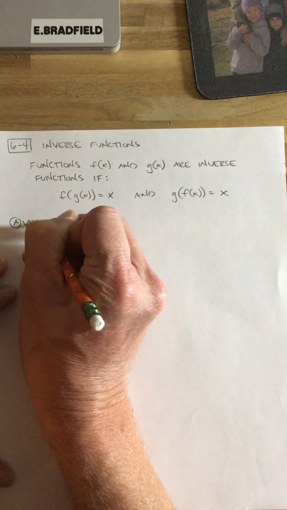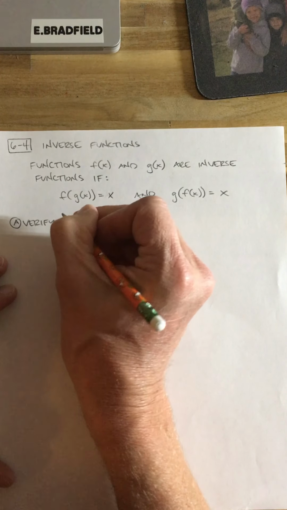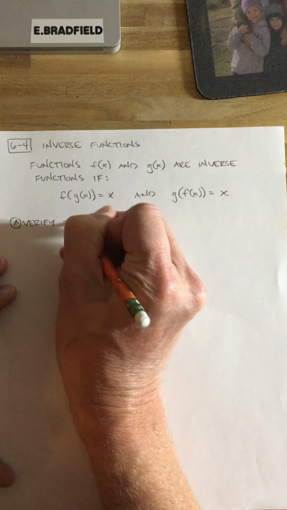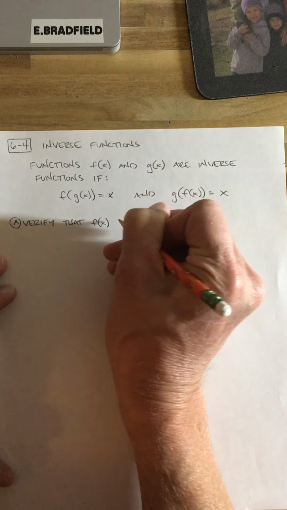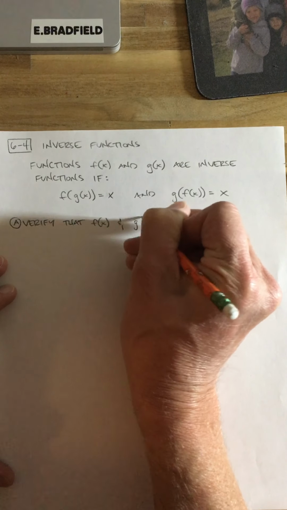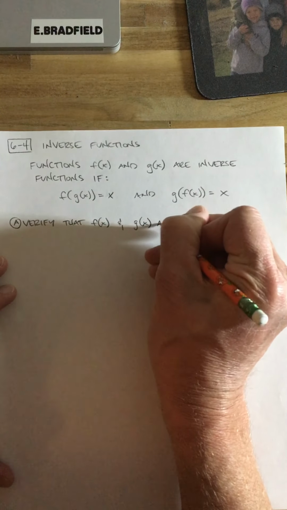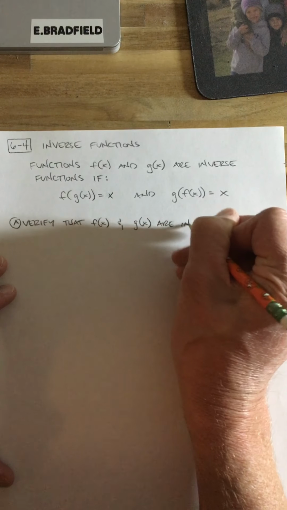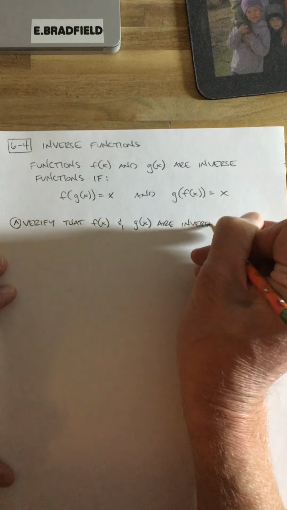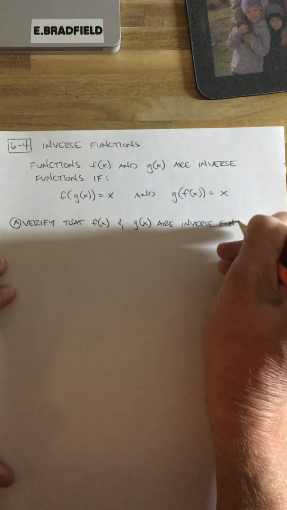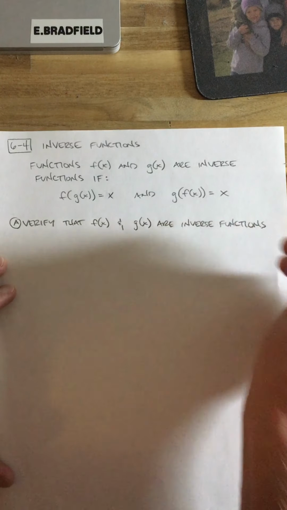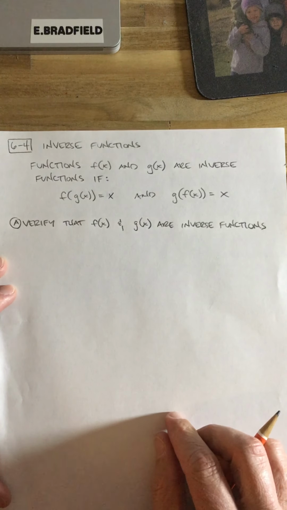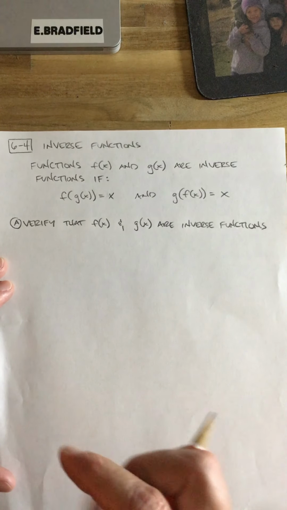Verify that f of x and g of x are inverse functions. All right, that's what we'll do first. Verify that the two are inverse functions. Okay, so let me give you an example.